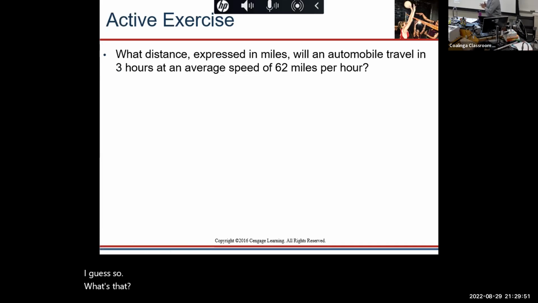Okay, so what distance expressed in miles would an automobile travel in 3 hours at an average speed of 62 miles per hour? That's 62 times 3. Hey, Edwin, you already volunteered.